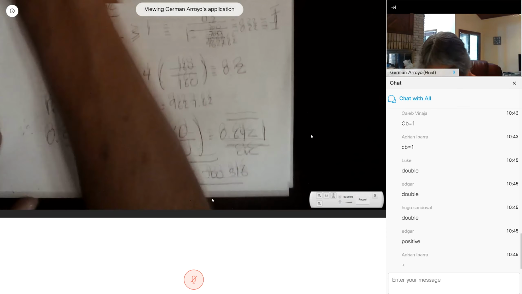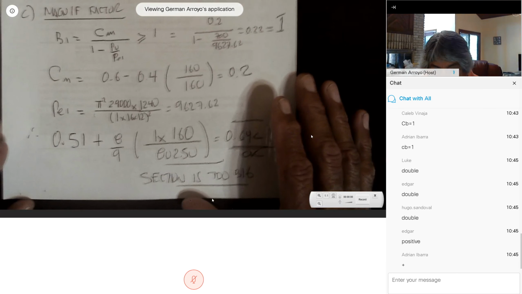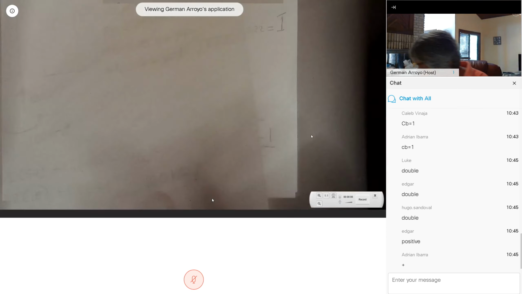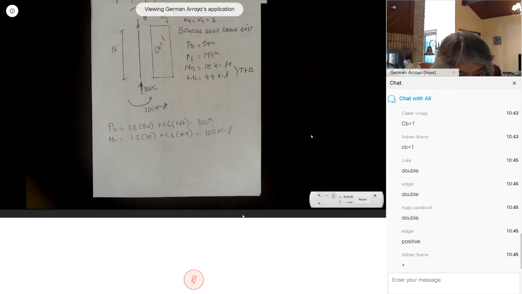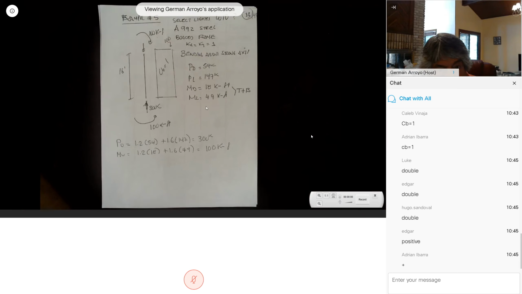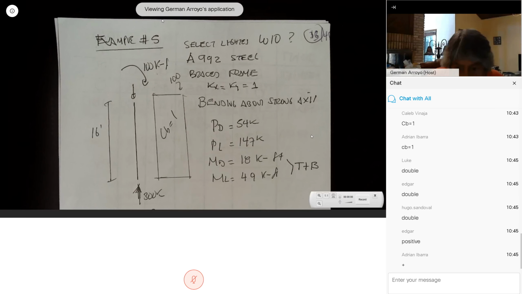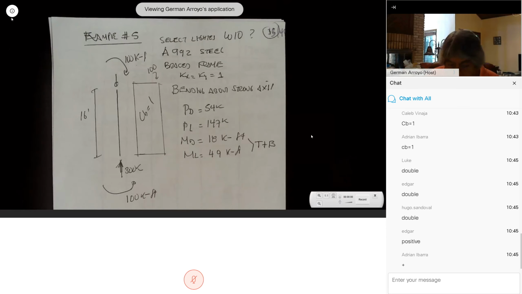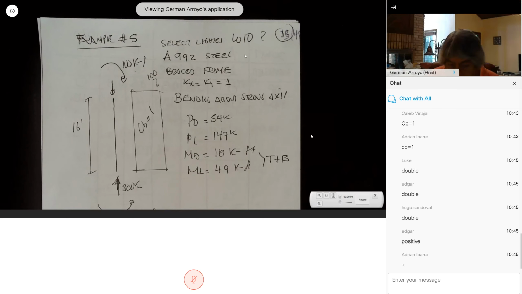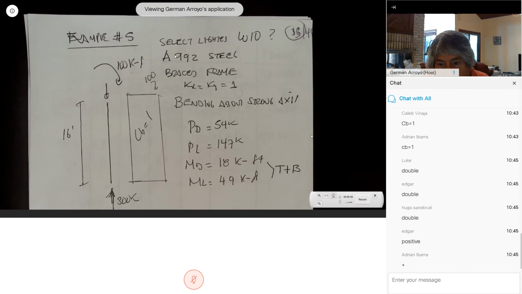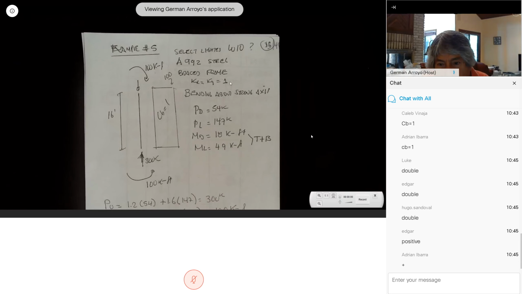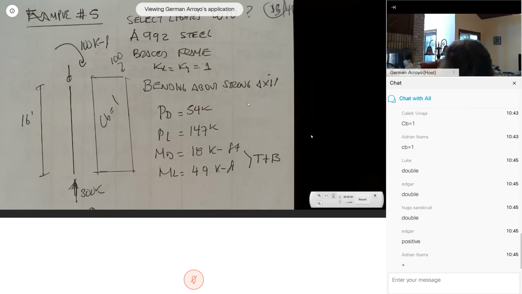Okay, I'm going to start another problem because we have 3 minutes, and you know that you can solve these problems in a couple of minutes. So this is the next problem. Whenever we have to select a section, the problem is a little bit more difficult because here we had a W10. We don't know if it's W10 by 50, 65, whatever. A992 steel, braced frame, that means KX equal to KY equal to 1. And here, bending about the strong axis. So in the exam, I would put bending about the strong or the weak axis, and if I forget, ask me, I will clarify.